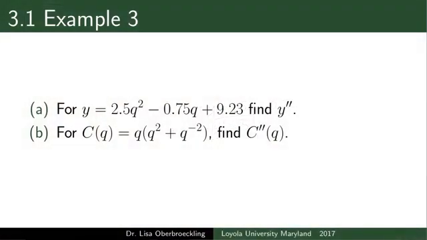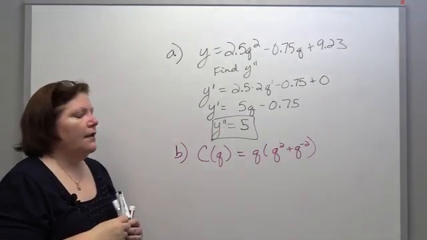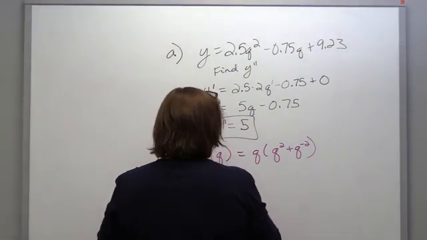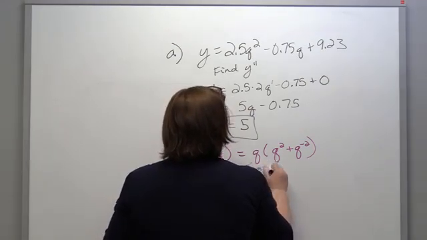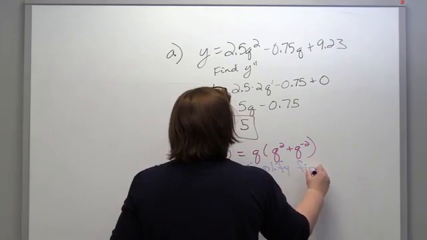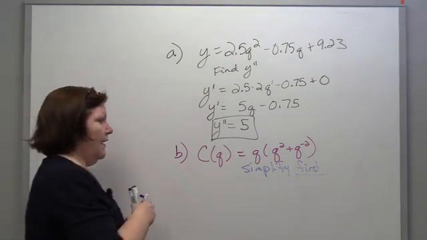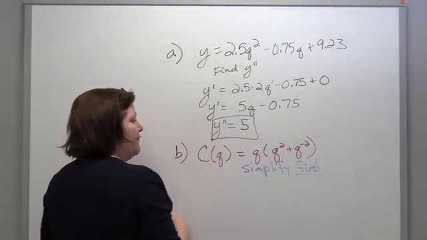The second example is we are again asked to find the derivative, and we're given our cost function, C of q is q times q squared plus q to the negative 2. Now for this one, what we'll want to do is simplify first. We have not talked about what happens when you multiply things out, what our rules are. So we need to simplify first.